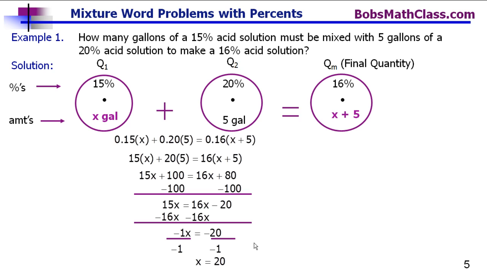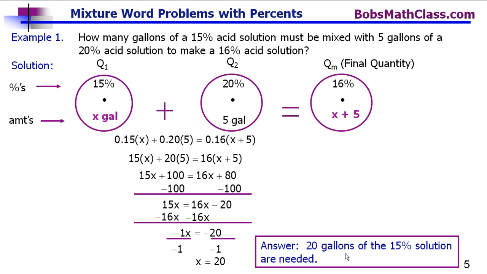Okay, so 20, that's our answer for the number of gallons at 15%. And that's all we were looking to find, how many gallons of a 15%. So the answer is 20 gallons of a 15% solution are needed. Okay, let's go on to our next example.